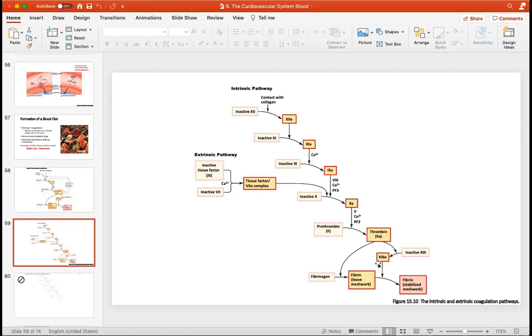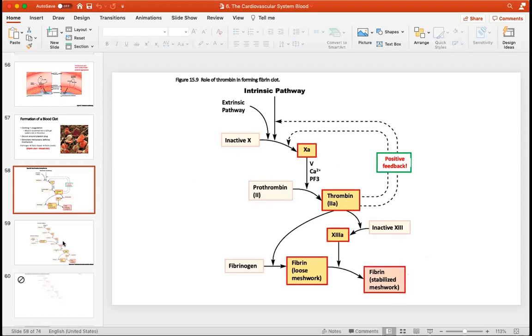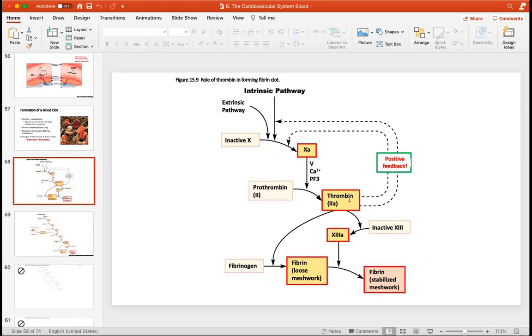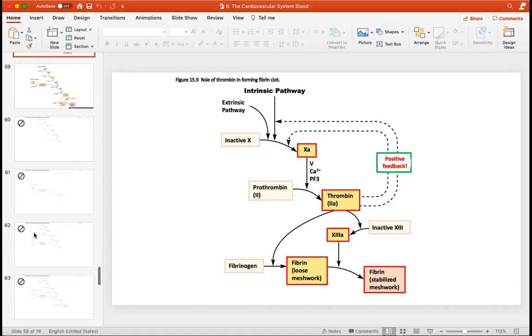So that was the second role of thrombin. And the third role of thrombin is a positive feedback back onto the previous, or the clotting factors that are upstream in this cascade. Okay, so those are the 3 roles of thrombin, initiating more clotting factors coming down via this positive feedback pathway, activating fibrin, that initial loose meshwork, and then activating 13A, which will further secure that initial platelet plug.